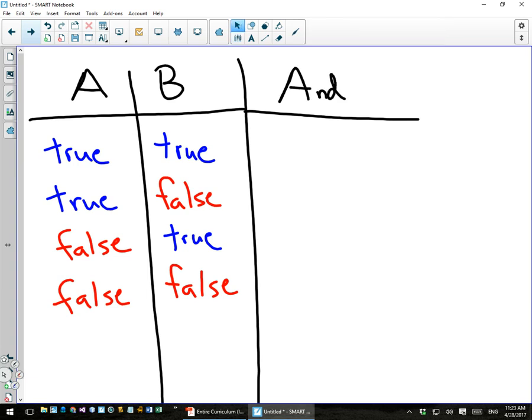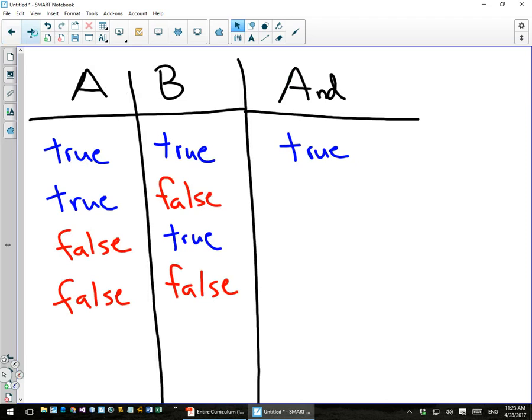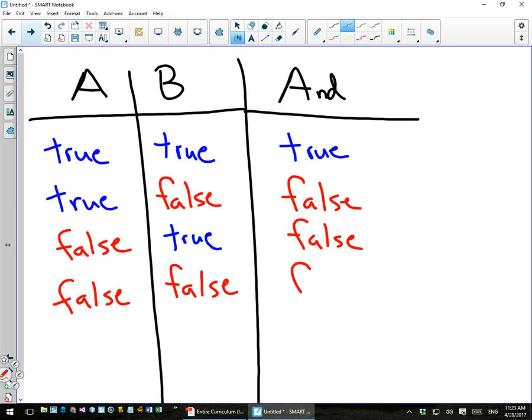So true and true generates true, because according to what we just said, both have to be true. With OR, it's different. But let's focus on AND for a second. True and false cannot be true because both have to be true, so this generates a false. This similarly, both have to be true, so this generates a false, and this one generates a false. Because both have to be true. So far, so good?